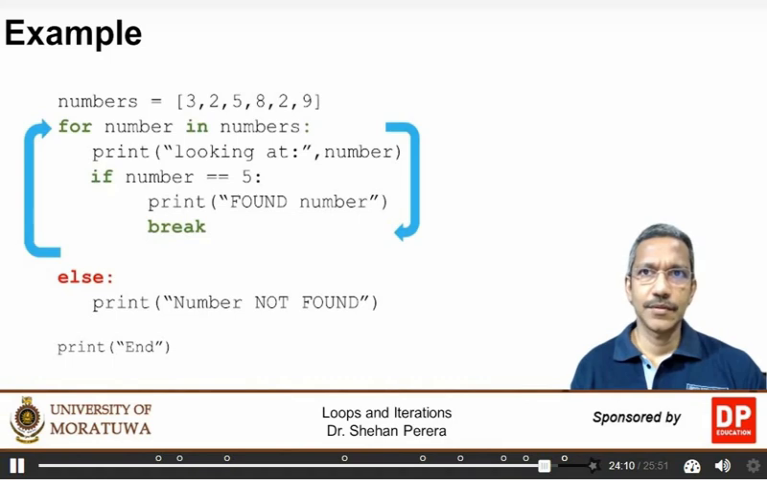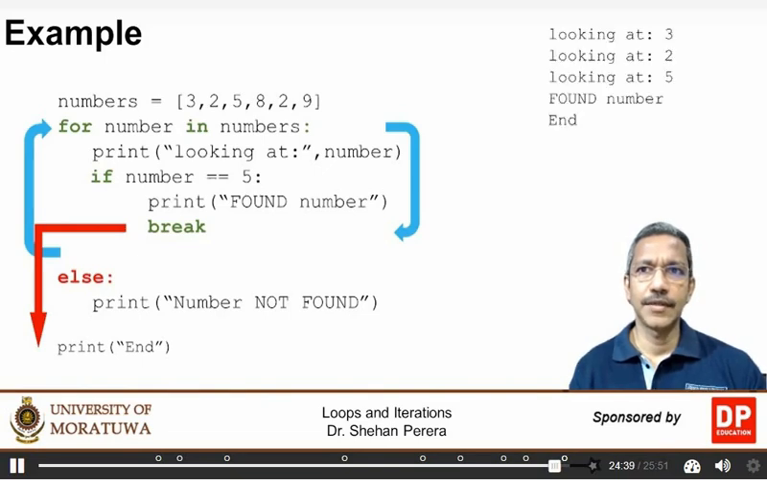If we execute this code, it will take each number from the first and check to see if the number is 5 each time, printing the number. When it finds number 5, it will print that the number is found and break from the loop without going to the else clause. This is because the for loop was not completed. It will only go to the else statement if the for loop is properly completed. And if we print finish and finish the execution for us.